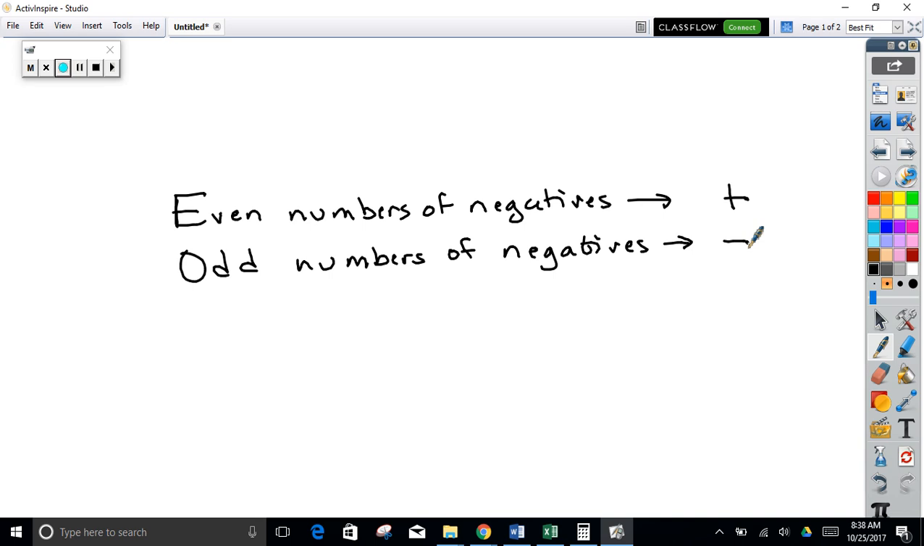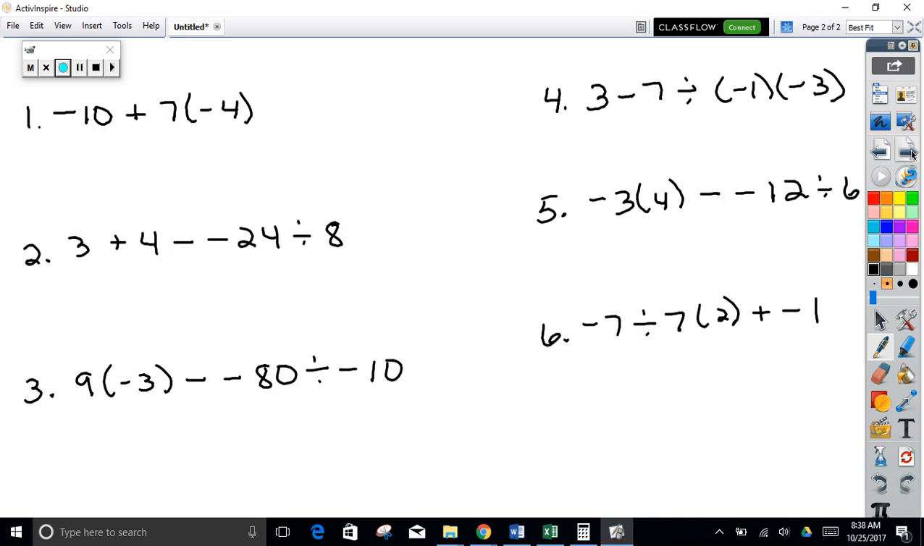Okay, moving on to order of operations. When we are using order of operations with negative numbers, we have to be really careful to apply all of our order of operations rules, our PEMDAS, and then also to think about our integer rules.